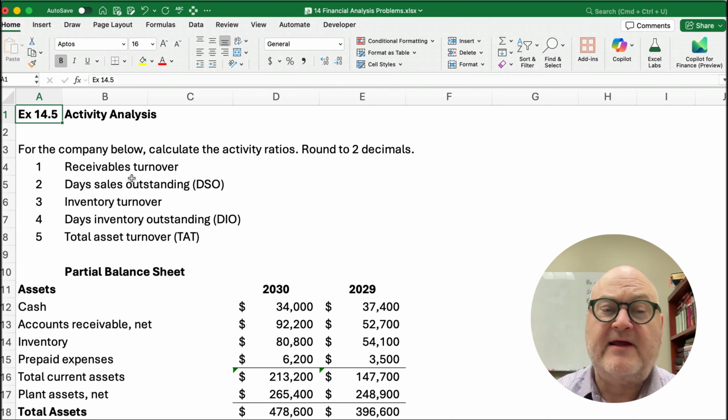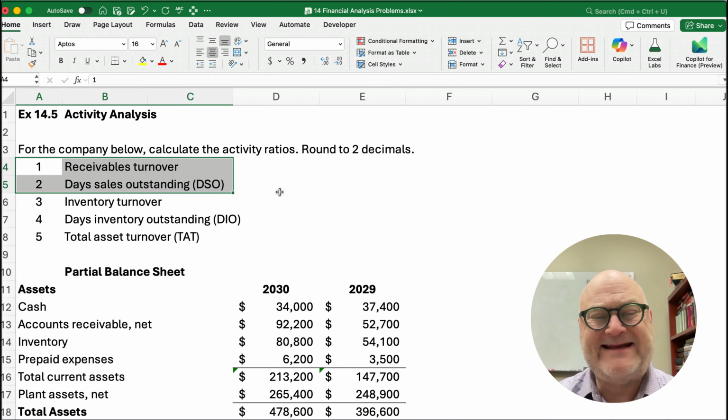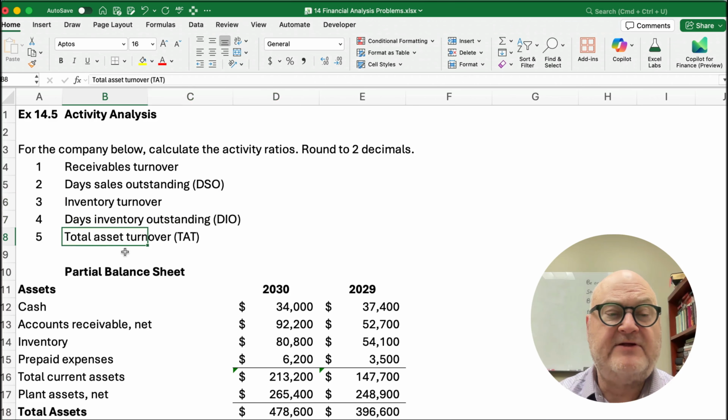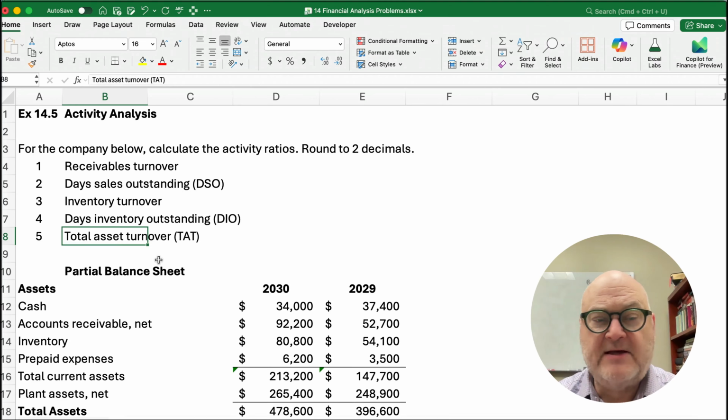Activity analysis involves the activity ratios, which I'm picking out five. There are more than that, but here are five popular activity ratios. And so we want to do the receivables turnover. These two go together, receivables turnover and days sales outstanding. The inventory turnover and then days inventory outstanding. These two go together. And then we have the total asset turnover. So here's what we need.